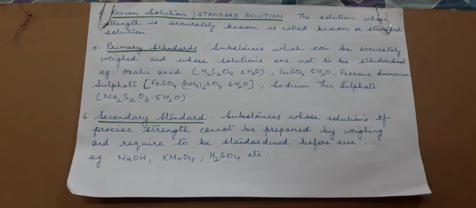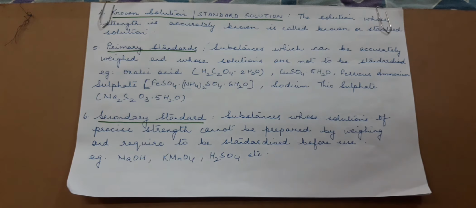But when I use it for the solution, it may be a little more or less depending on the time, the substance. Okay, H2SO4 may absorb moisture. So instead of having that much exact amount of H2SO4, I may have a little more water in it, or it may not be the exact amount. That means the precise strength cannot be prepared by simply weighing it.